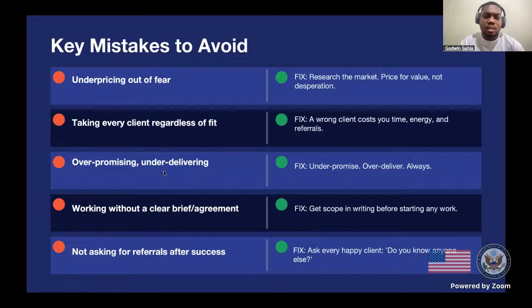Then overpromising and underdelivering. Do not overpromise just to look good in the face of the client. At the end of the day, what you say versus what you do must either match, or what you do must be more than what you say, right? So if you overpromise and underdeliver, you are tainting your own image. You are just ruining your reputation because that person is going to speak to other people about you.